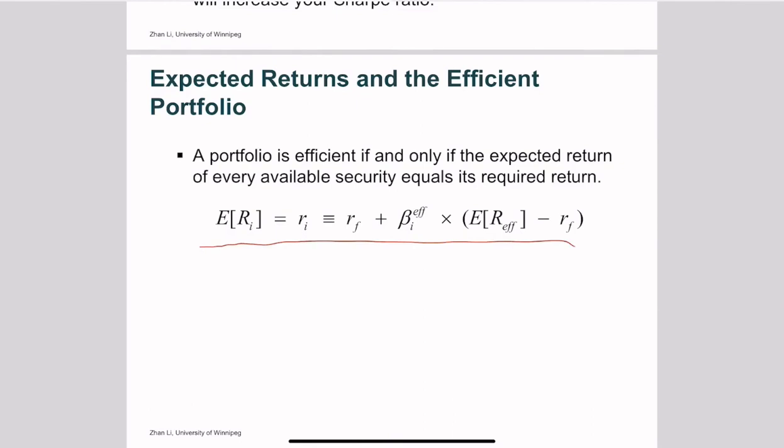More importantly, it gives us a formula to calculate the expected return of every security if the portfolio is efficient, right? So let me repeat. Basically, it says that if a portfolio is efficient, then every security's expected return equals required return. And because we know how to calculate required return, this formula tells us how we could calculate expected return of every security in an efficient portfolio, right?